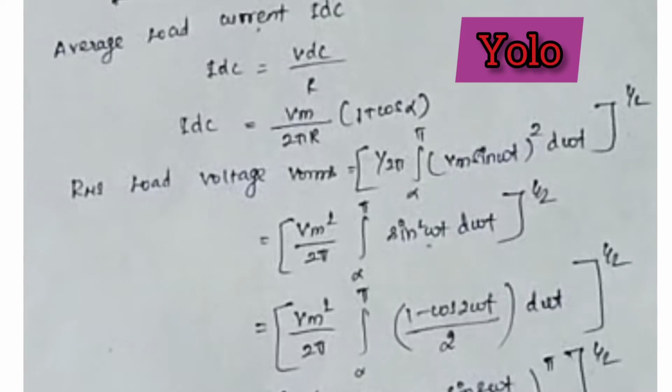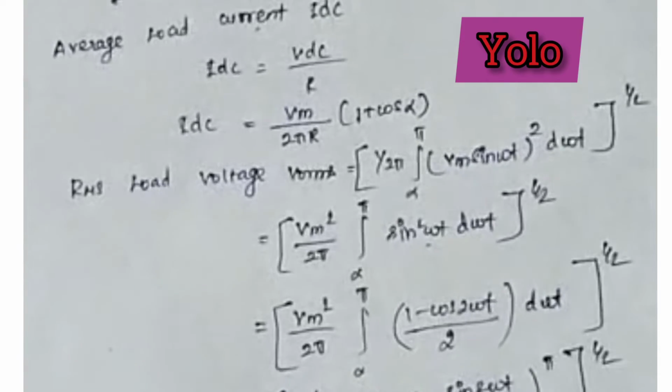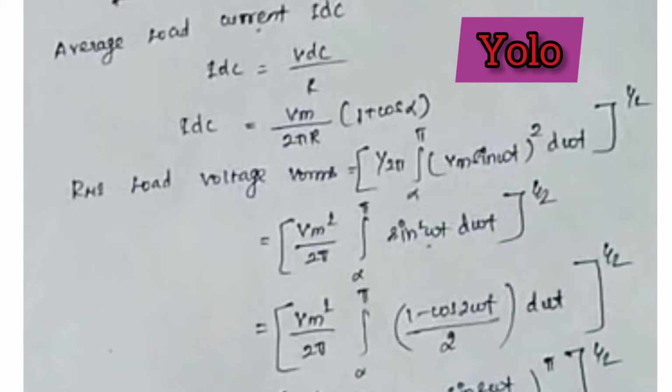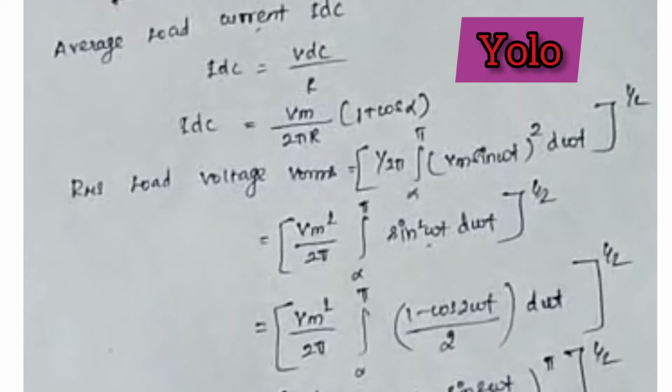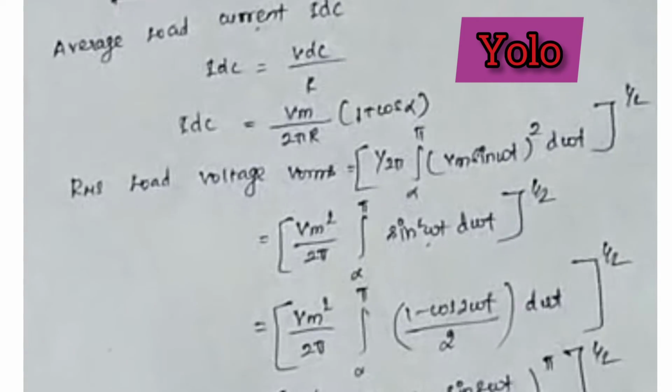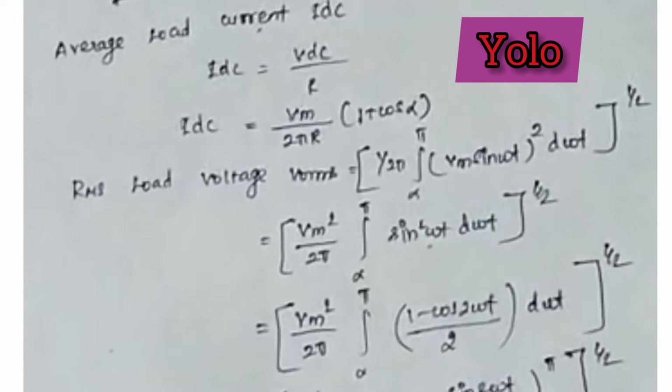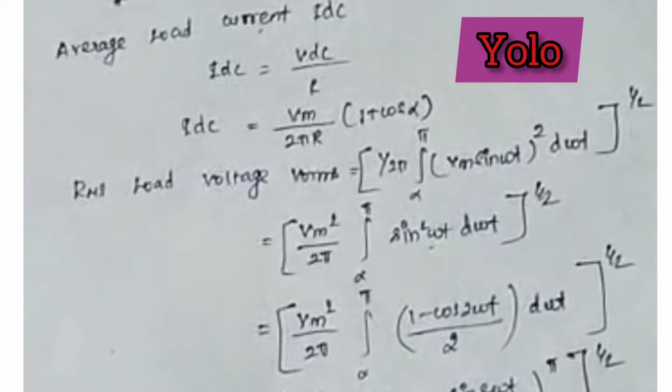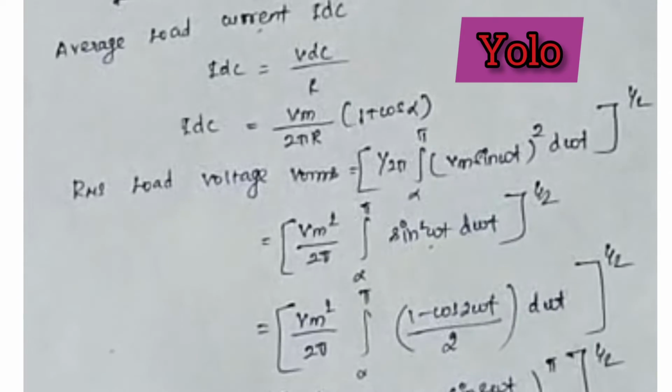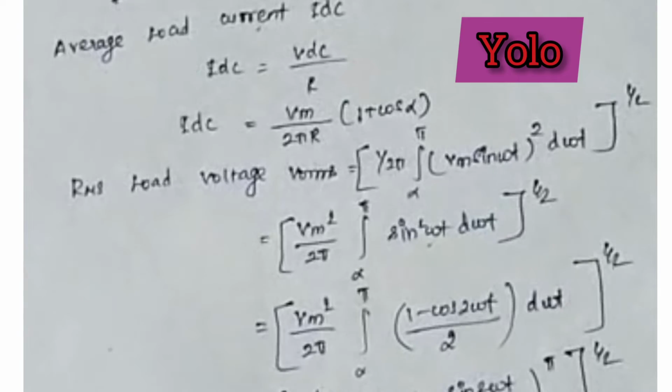Now we can derive the average load current. We already derived the average load voltage, so by using this term we can derive IDC. IDC equals VDC divided by R. We substitute the previous equation of VDC, so IDC equals Vm divided by 2 pi R into 1 plus cos alpha.